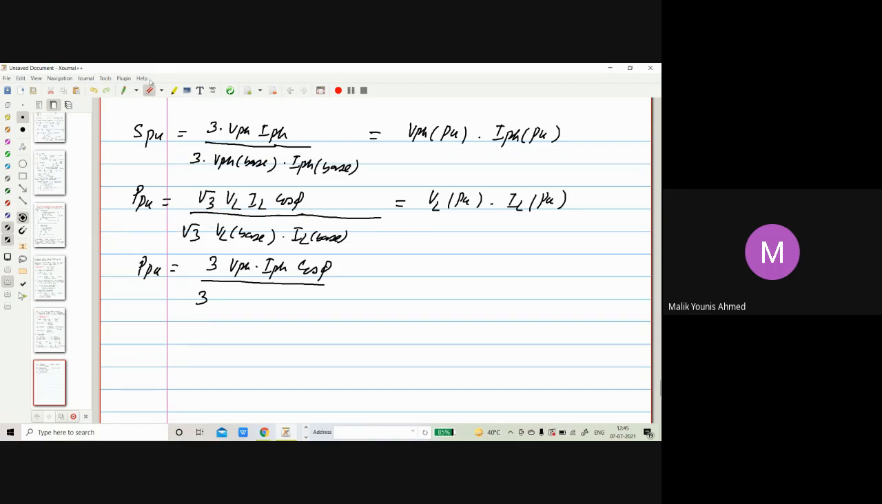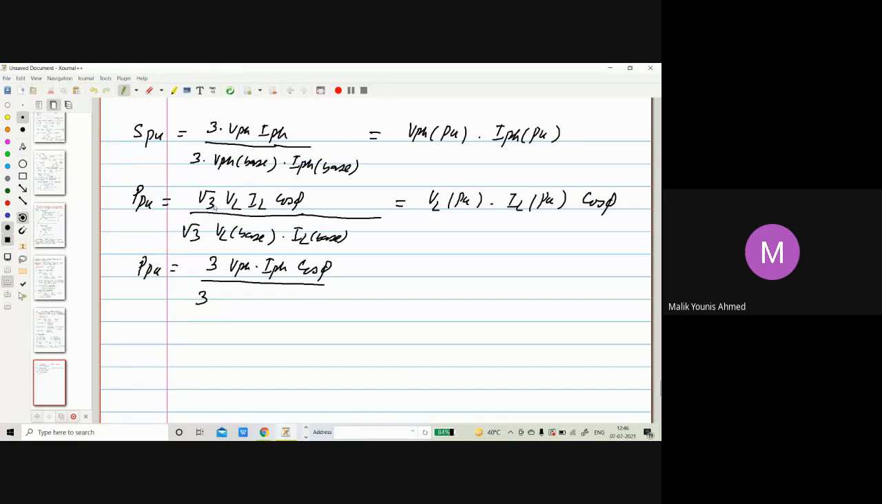P will be under root 3 VL IL cos phi. That's the real power in terms of line. And then what is the base? Base in per unit is the apparent power. This is S base. So S base is under root 3 VL IL. So that's correct. So we will get V phase per unit, I phase per unit, and then we'll get cos phi also here. Sorry, that was a mistake. I hope this is clear.